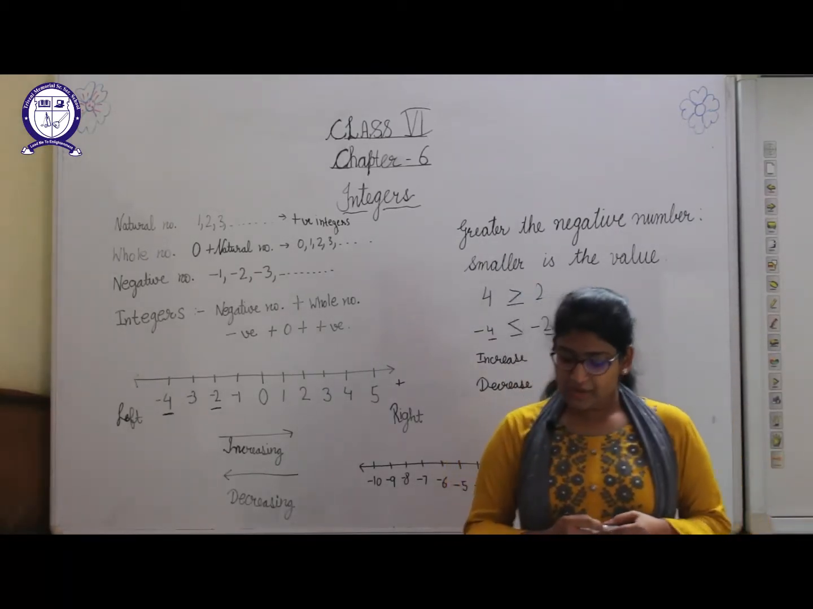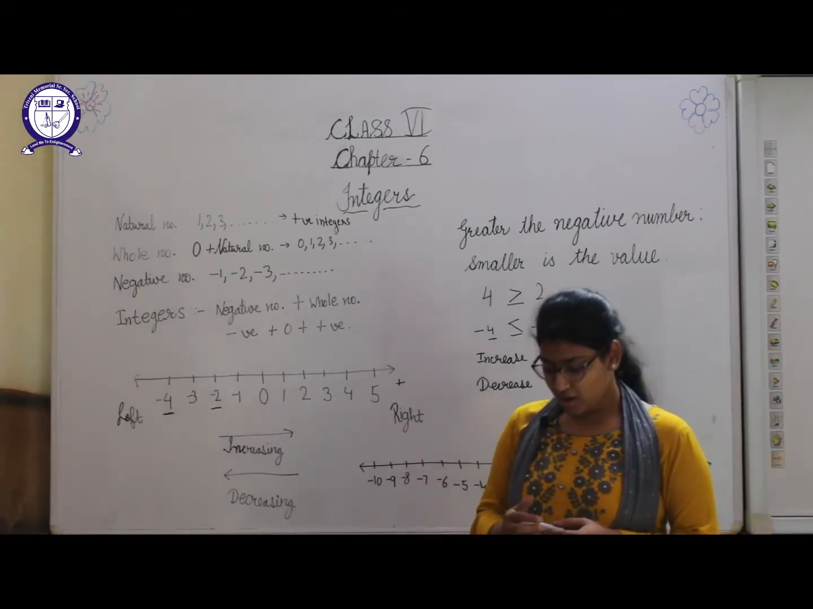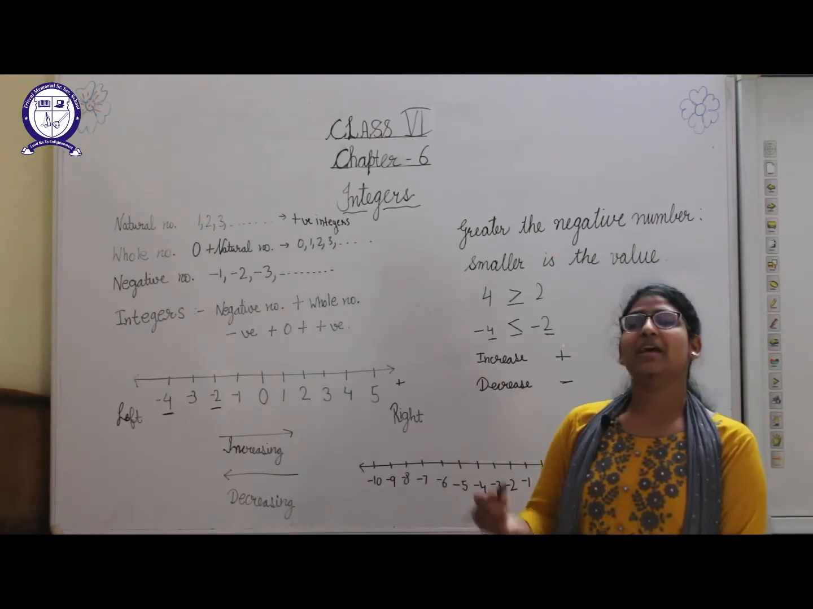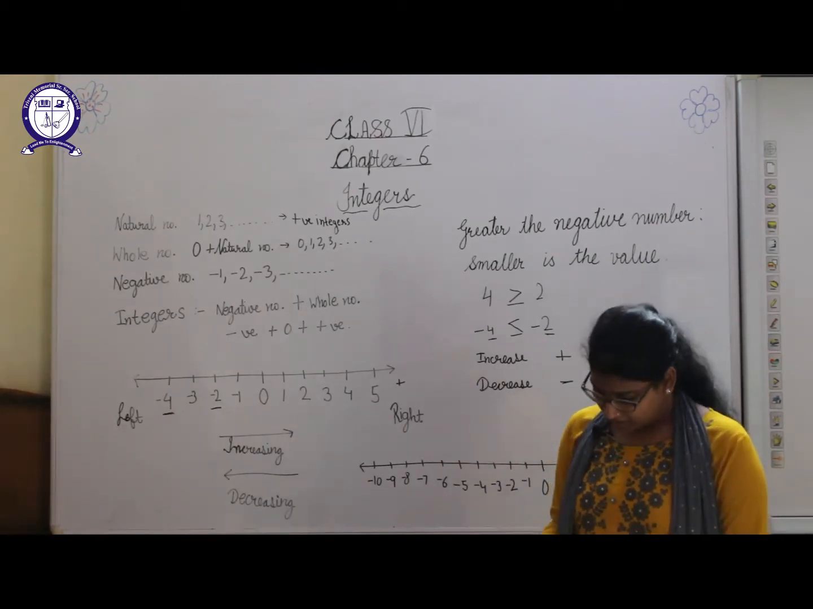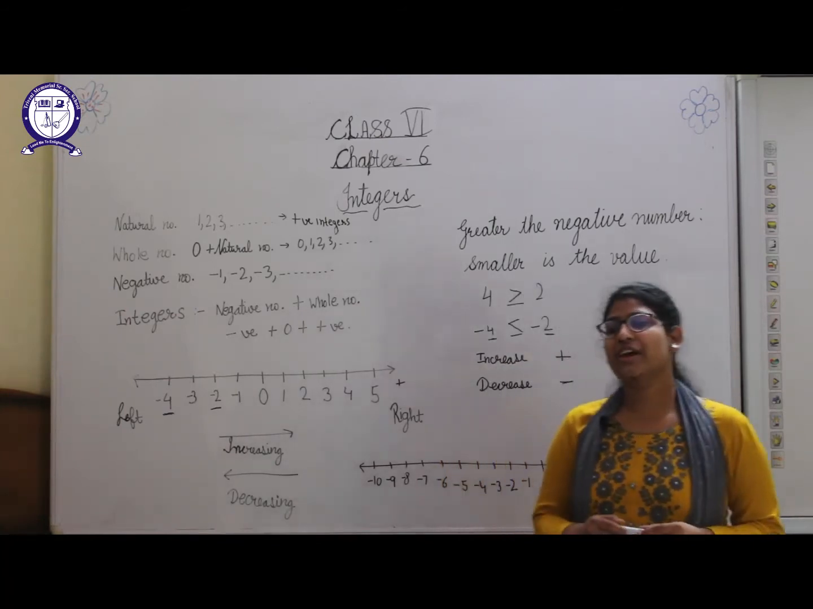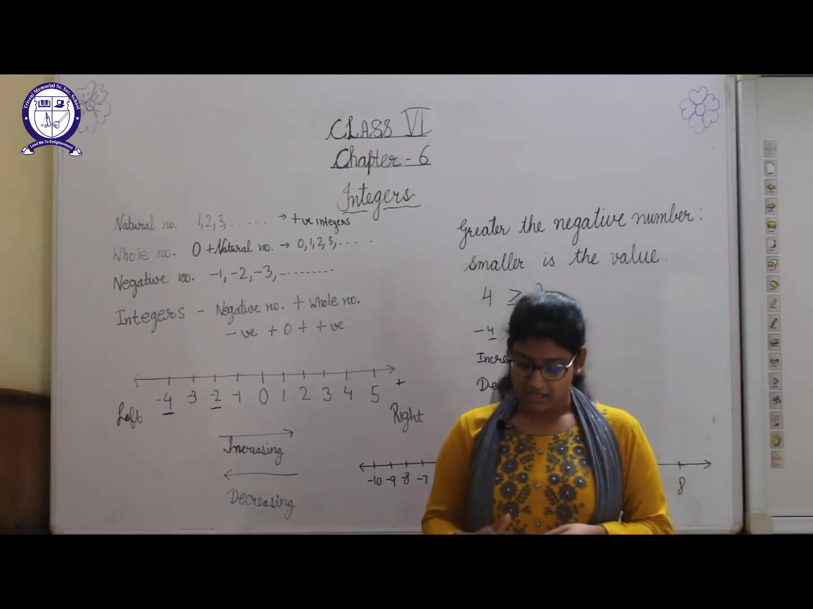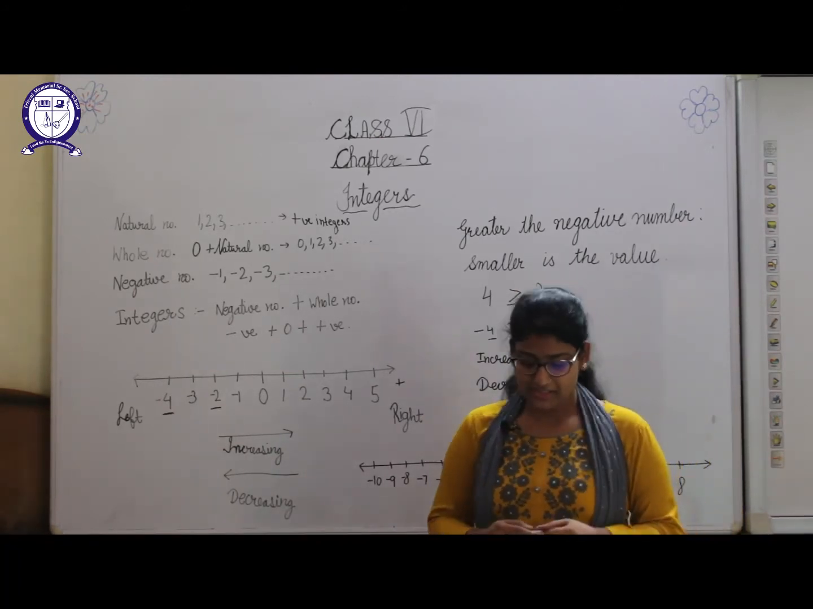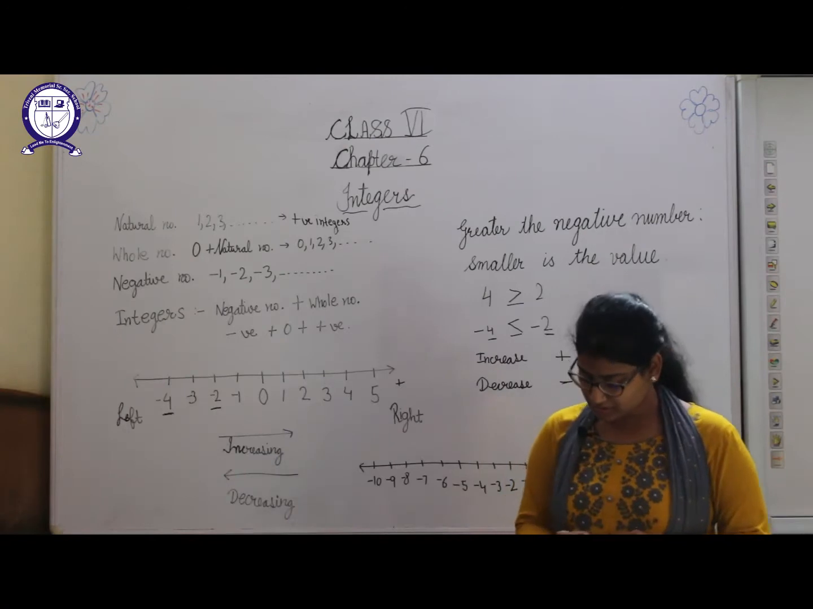Similarly, 30 km north will be 30 km south. 80 meter east will be 80 meter west. Loss of rupees 700: we are representing loss with a negative sign, so profit will be positive. So we will say profit of rupees 700 will be its opposite.